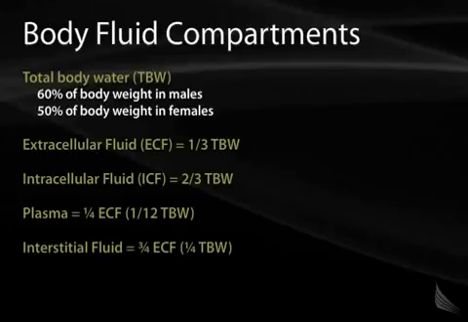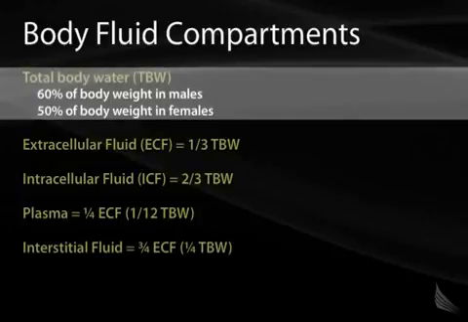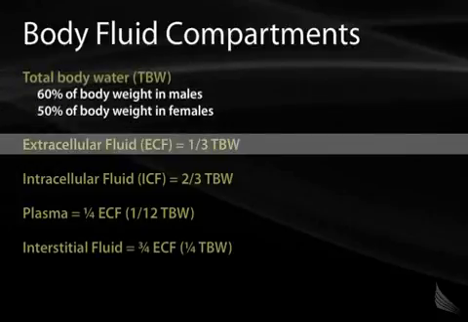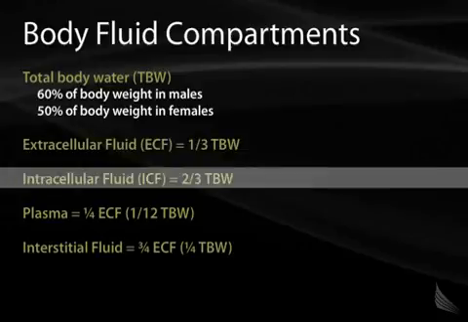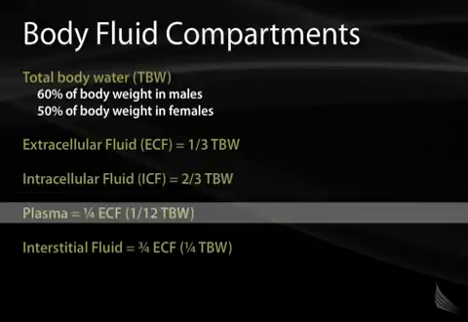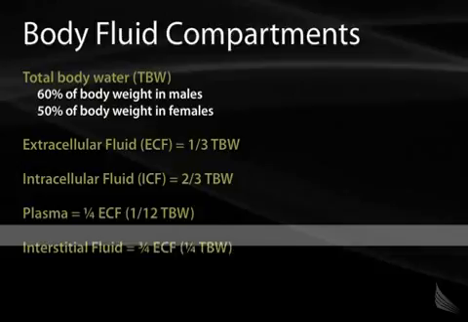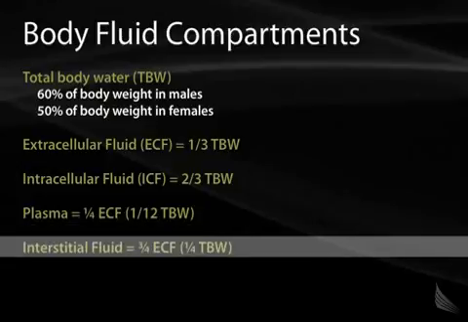We mentioned this in passing, but let's go into more detail into the body fluid compartments. Total body water is 60% of body weight in males and 50% of body weight in females. The extracellular fluid contains a third of the total body water, and the intracellular fluid contains approximately 2/3 of the total body water. Plasma constitutes approximately 1/4 of the extracellular fluid, thus being approximately 1/12 of total body water. The interstitial fluid makes up the other 3/4 of the extracellular fluid, or then 1/4 of total body water.